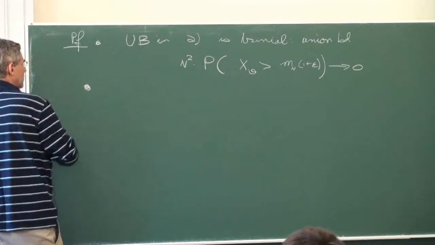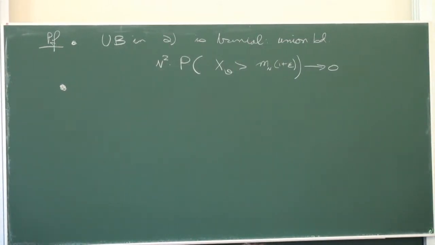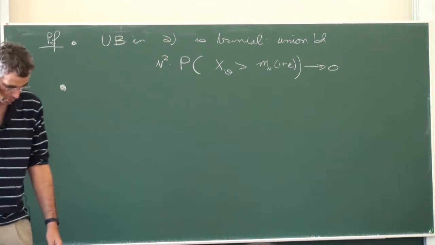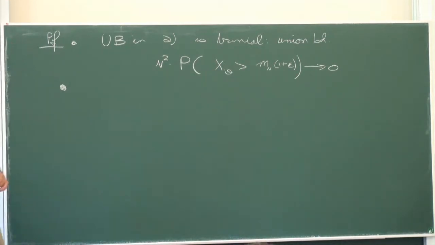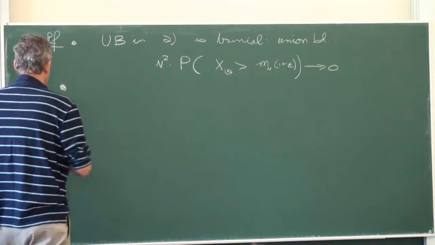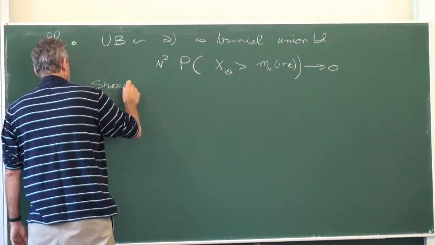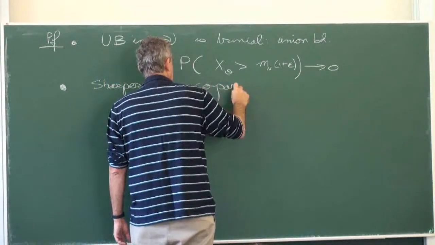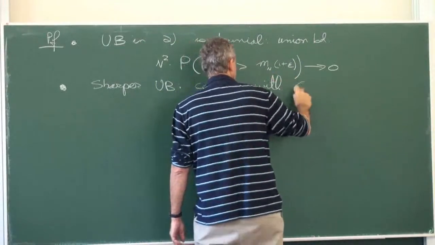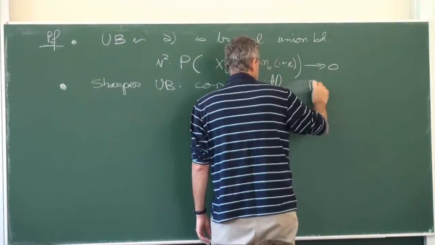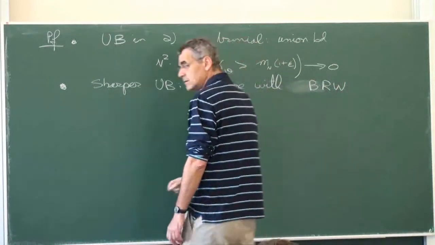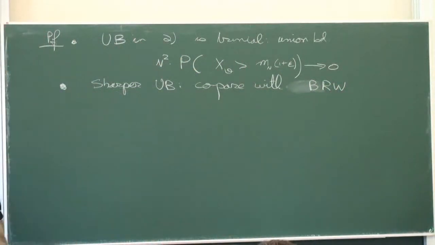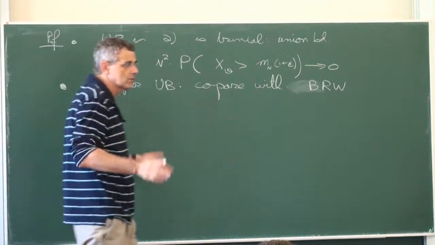Now we are going to use some of the tools we prepared before. So we want to show both a lower bound and a sharper upper bound. To show a sharper upper bound, what we are going to do is to compare the Gaussian free field with branching random walk. So that's an important observation that I want now to make. Namely, what is the relation of branching random walk in all this story?